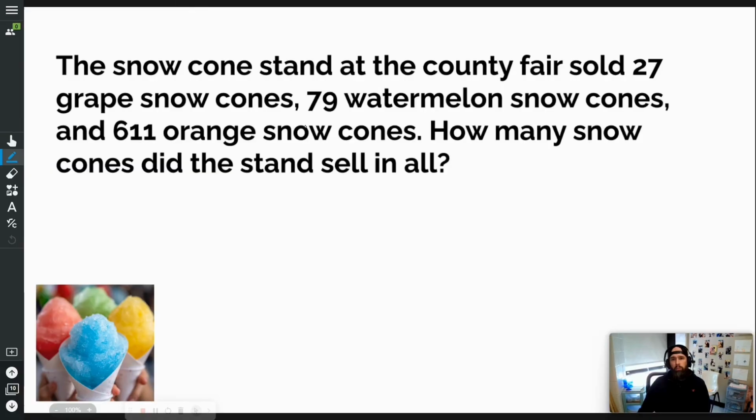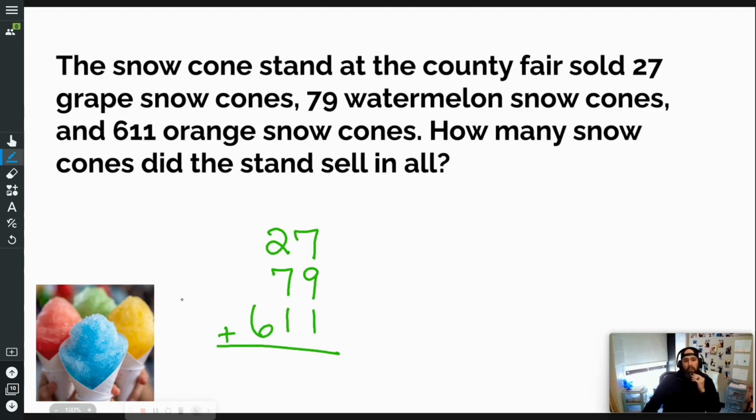The snow cone stand at the county fair sold 27 grape snow cones, 79 watermelon snow cones, and 611 orange snow cones. How many snow cones did the stand sell in all? All right, so we are going to add 27 plus 79 plus 611. Stack everything to the right. We're going to add these 3 numbers up.